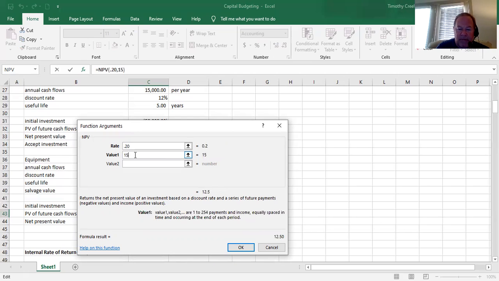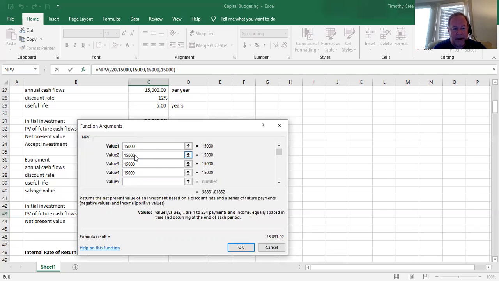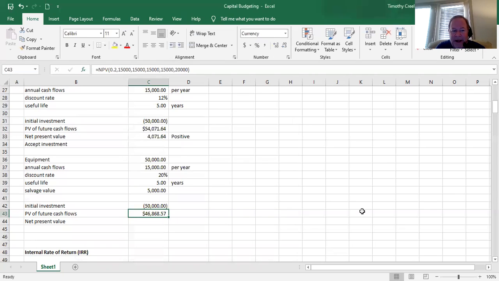So year 1, 15,000. Year 2, 15,000. Year 3, 15,000. Year 4, 15,000. And year 5. Now in year 5, we're going to get another 15,000, but we're also going to get the 5,000 from the salvage value. So I am going to put 20 in here for year 5 because we have to include the salvage value.